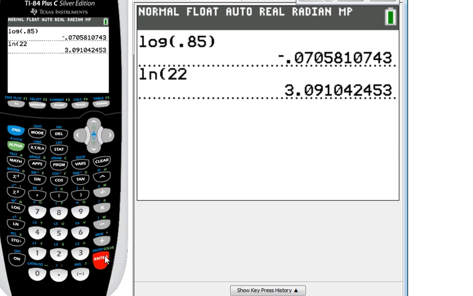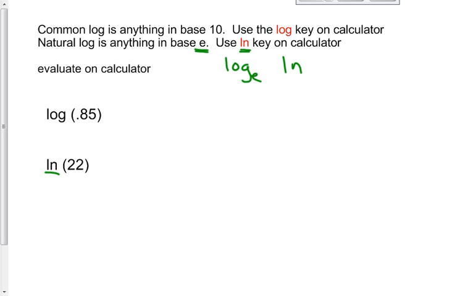Okay, so those questions, I'll come back to my screen. Those questions, these are approximate values. You're going to be rounding these. I think this first one was negative 0.071 and then 3.091. Okay, so very simple questions on your calculator evaluating logarithms. And I believe that's it for now.